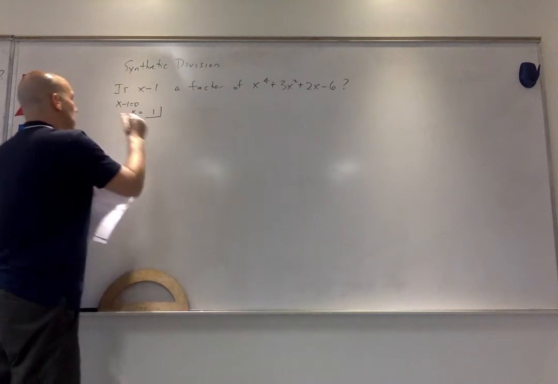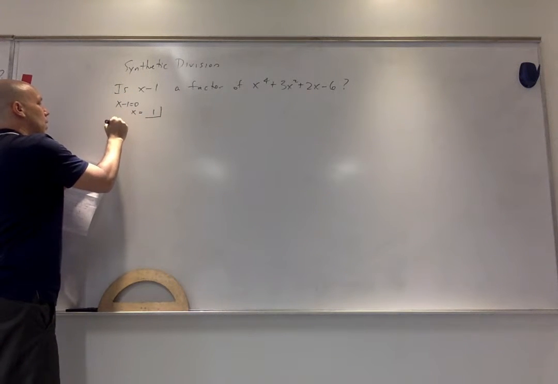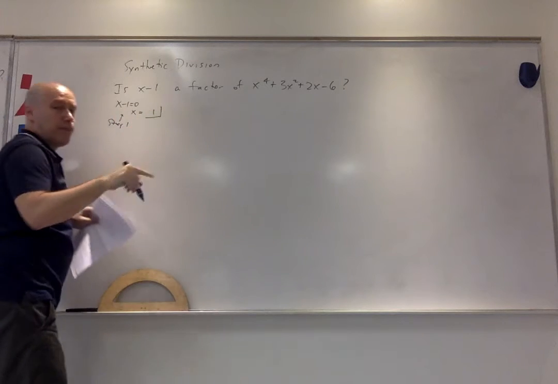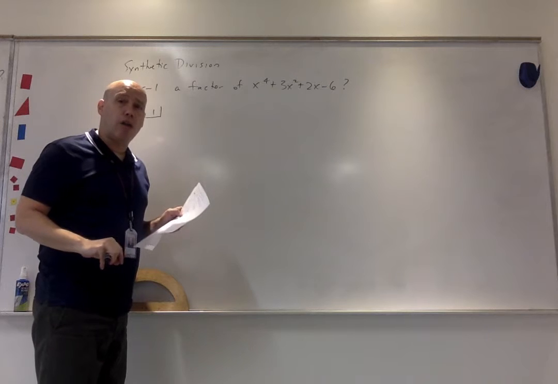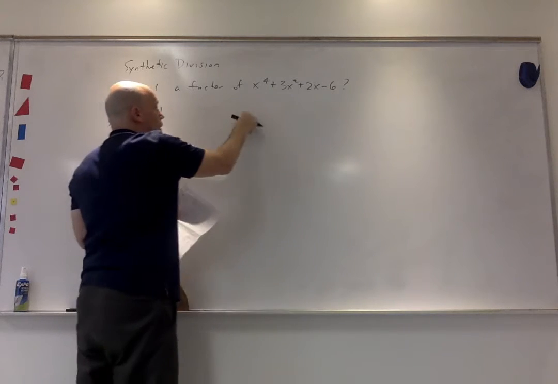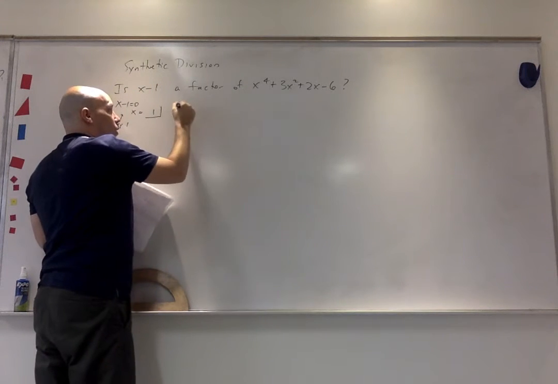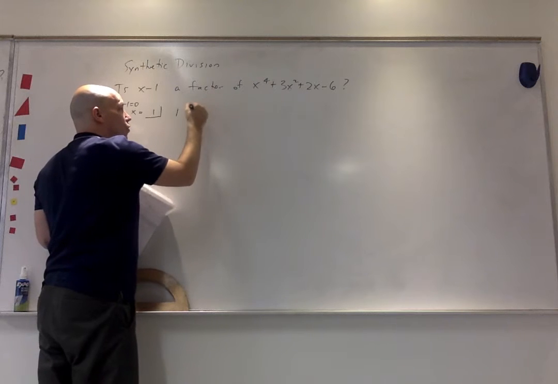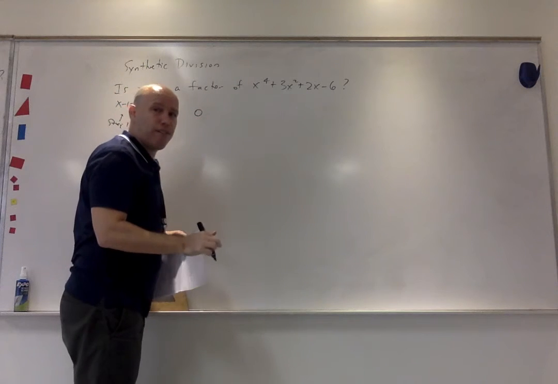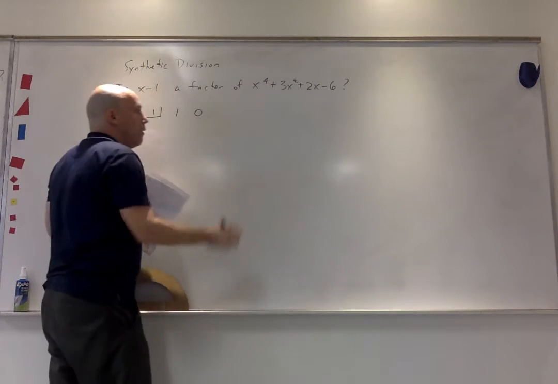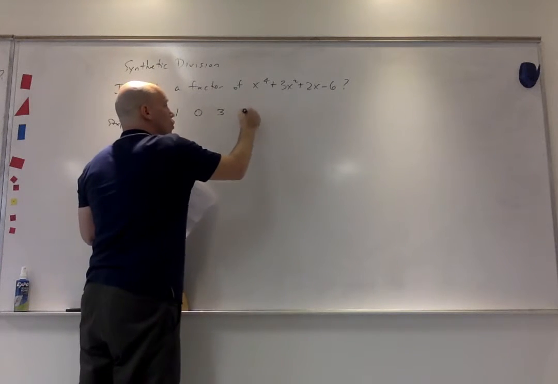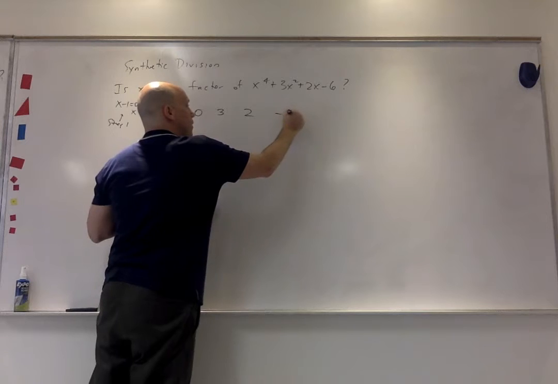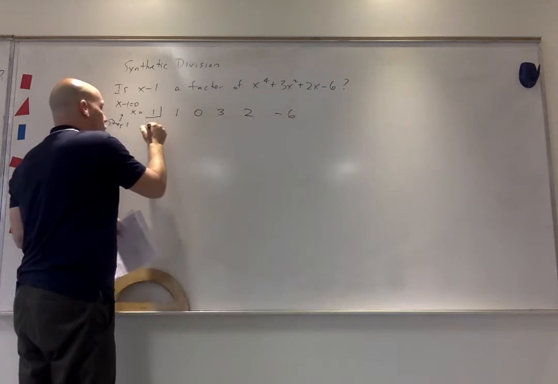Right? Step 2, write the coefficients of the polynomial next to the perch. So x to the fourth, 1. X to the third, 0. Don't forget that. X squared, 3. X, 2, constant, negative 6. Draw a line.